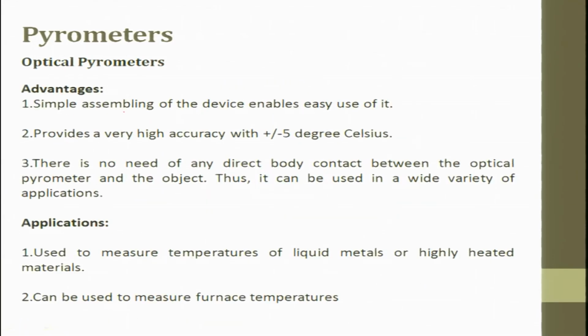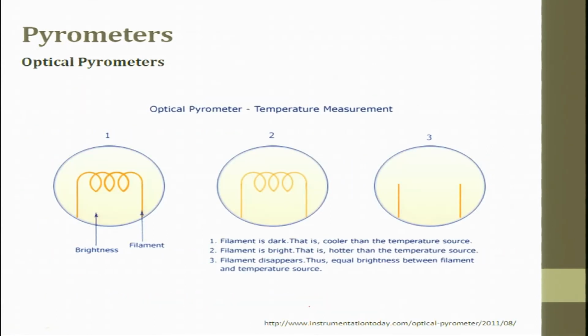Advantages: a simple assembly, and it provides a very high accuracy of 5 degrees Celsius. There is no need for any direct body contact with the optical pyrometer. Applications: it is used to measure liquid metal. For example, when you want to measure a crucible temperature in the steel industry, iron industry or copper industry, we always use the optical pyrometer for measurement, and it is also used to measure furnace temperatures.